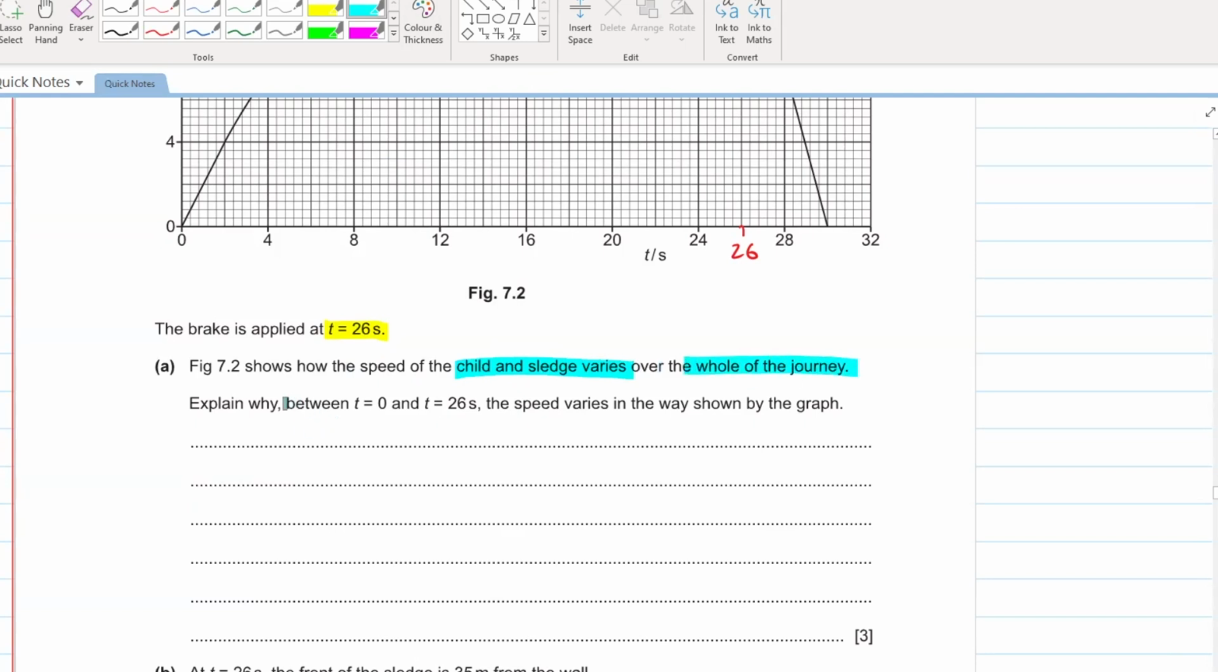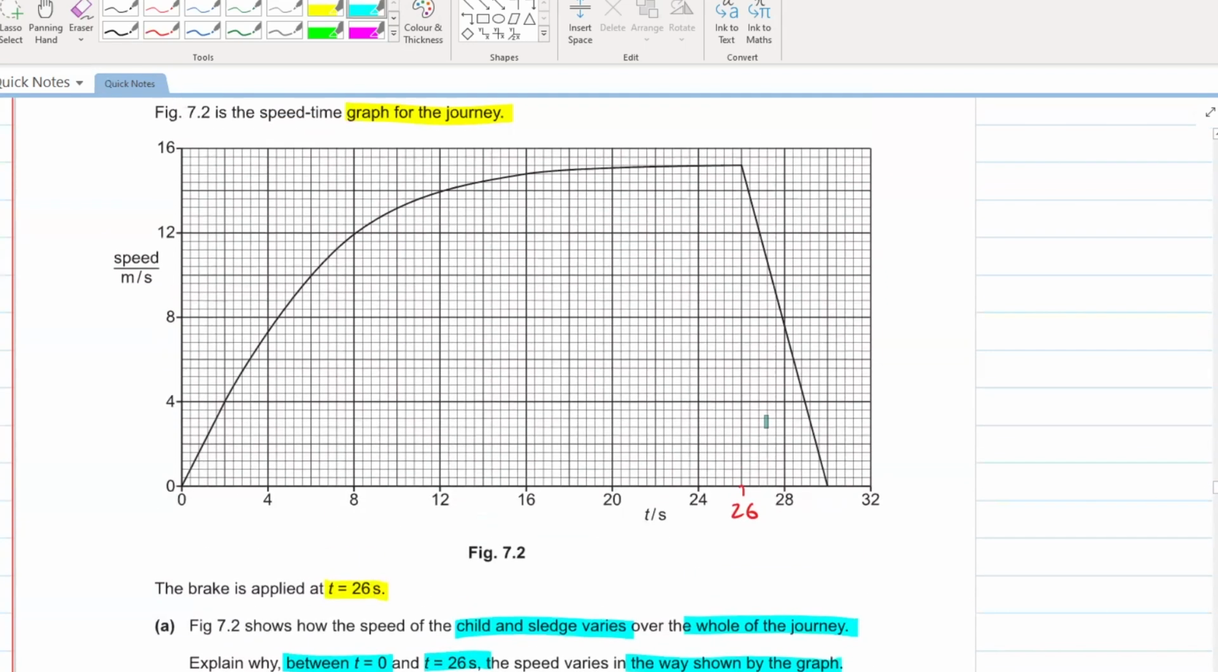Explain why between time t equals 0 and time t equals 26 seconds, the speed varies in the way shown by the graph. Okay, why is the speed varying like this?